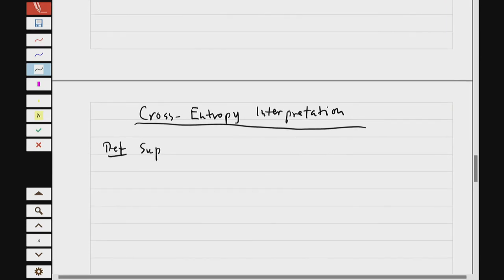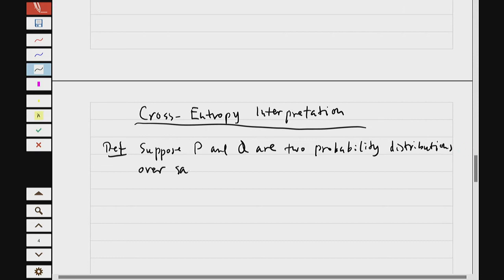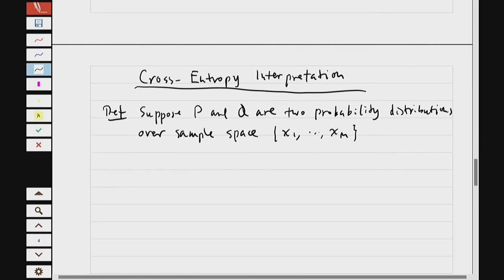So, the definition. Suppose we have two different probability distributions, P and Q. Let's say they're over the same sample space of x_1 to x_m. This is different from the features of our data point. This is just a general symbol for the values that a random variable can take.